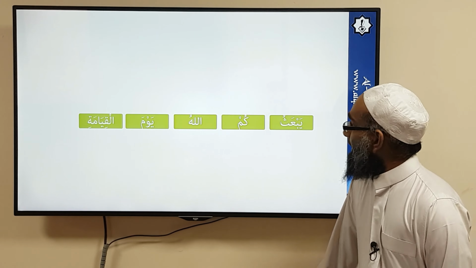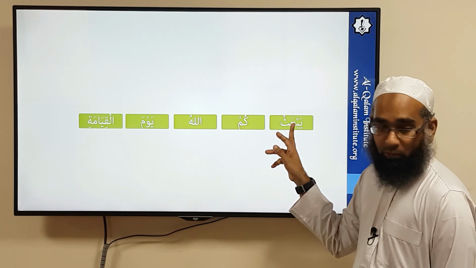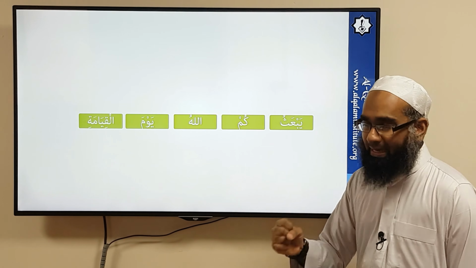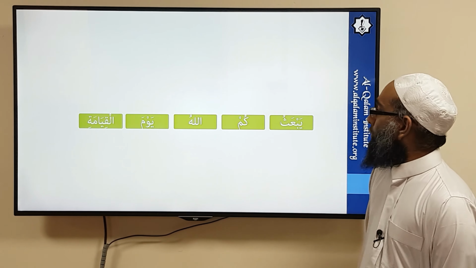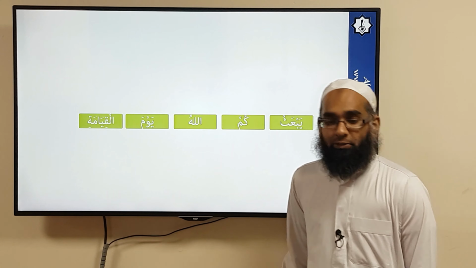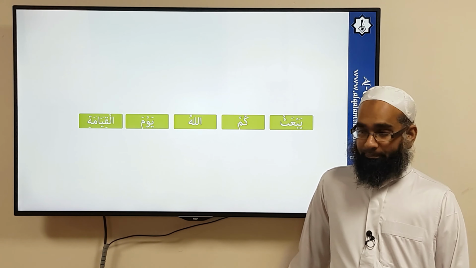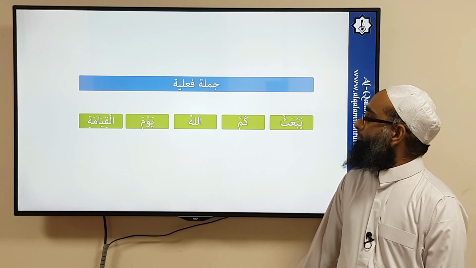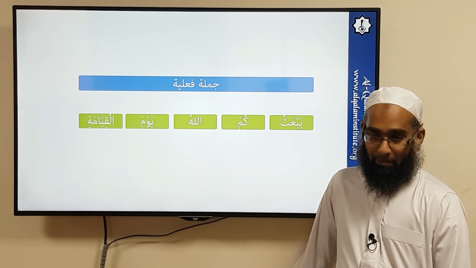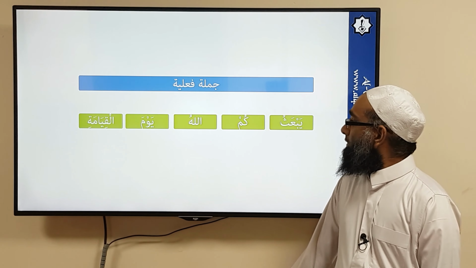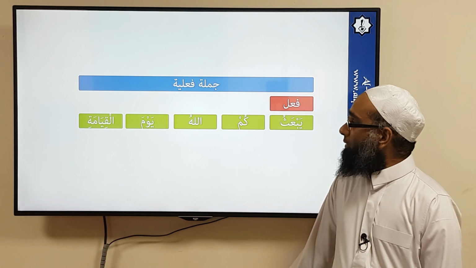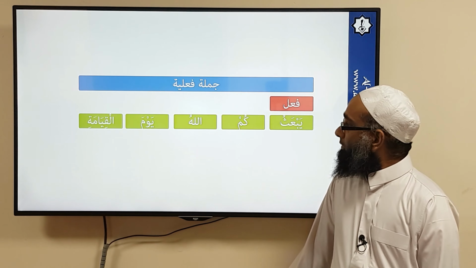Another example. Ba'atha yab'athu means to send, or it means to resurrect. So you do this one. How are you going to go about doing it? It's a jumla fi'liya. What do you look for? The fi'l. Where's the fa'il? Fi'l is yab'athu. Then the fa'il is Allahu. Kum will be attached to yab'athu as a maf'ul.